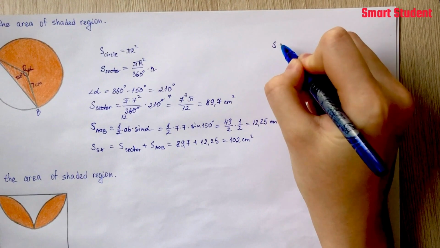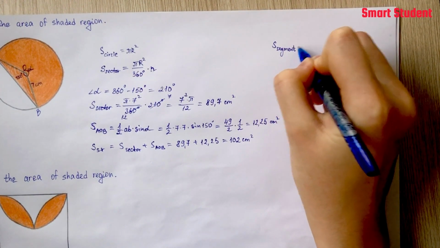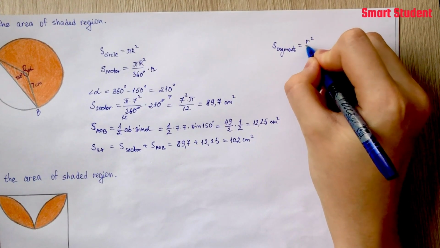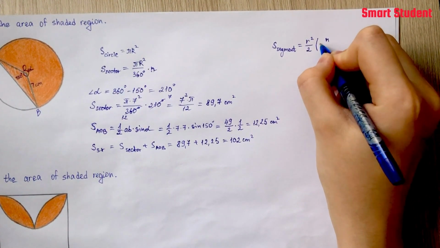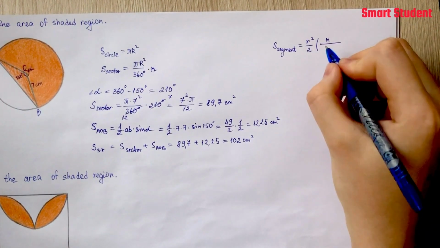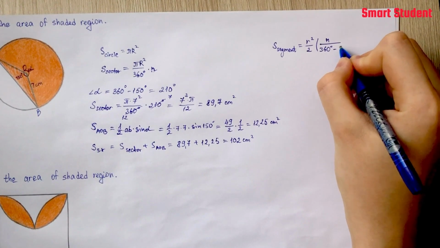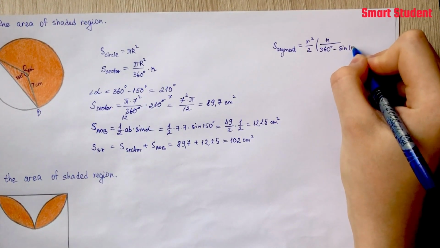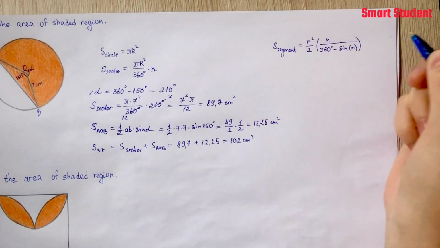The area of segment is r squared divided by 2 times n, the degree of this angle, divided by 360 minus sine of this angle. You can apply this short formula for finding this segment's area.